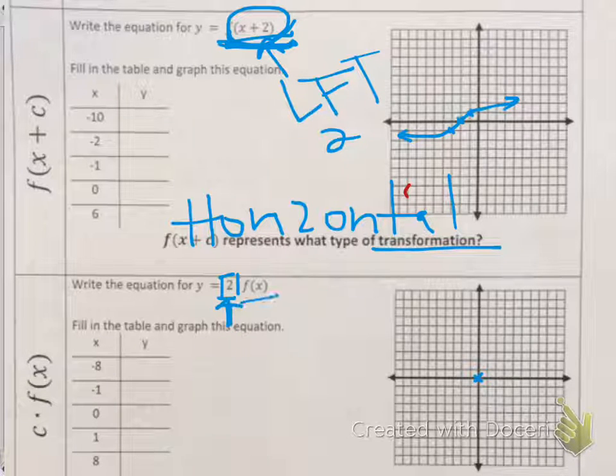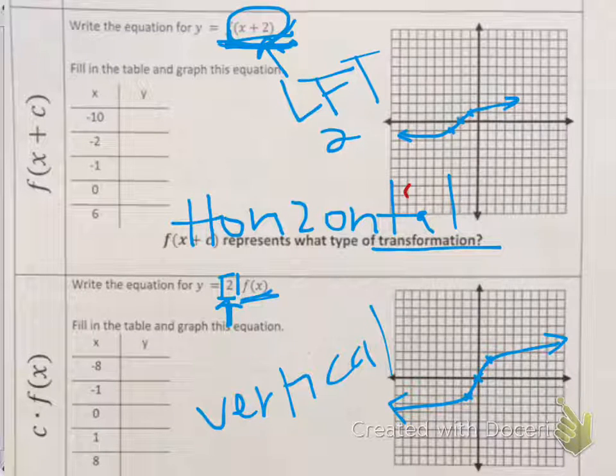values by 2, my y values by 2. So normally if I go up 1, I'm going to multiply that 1 by 2, and I'm going to go up 2. So I'm going to go up 2 over 1, and I'm going to go down 2 over 1 to draw my new graph. Because this affected my y values, it is a vertical transformation.